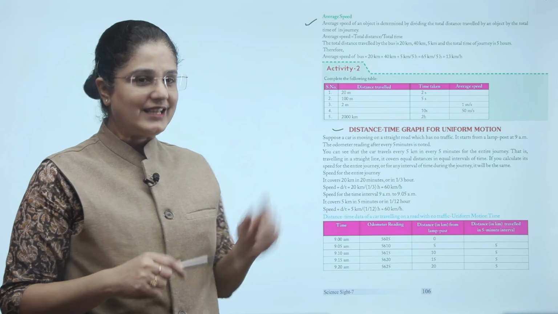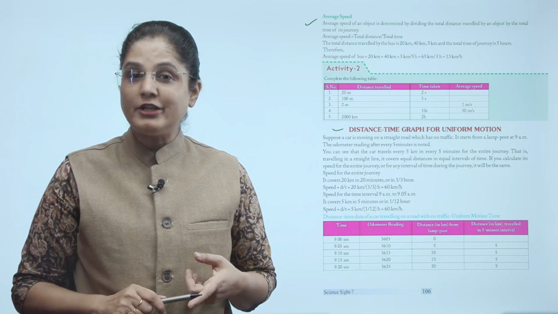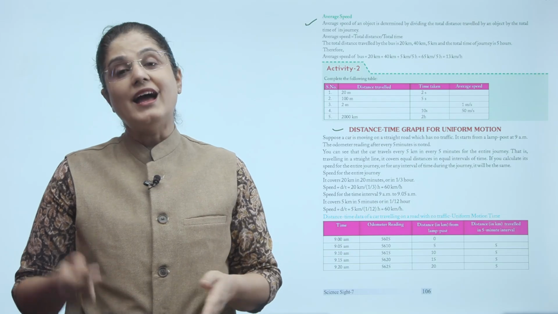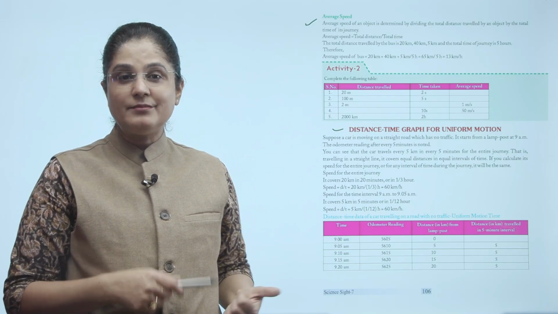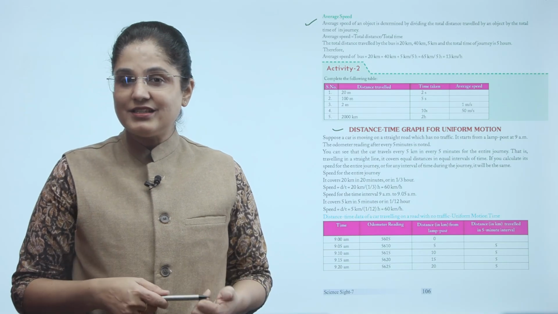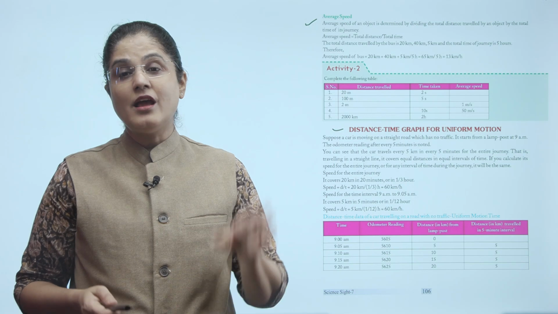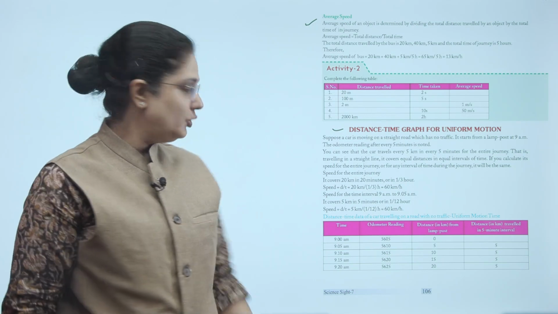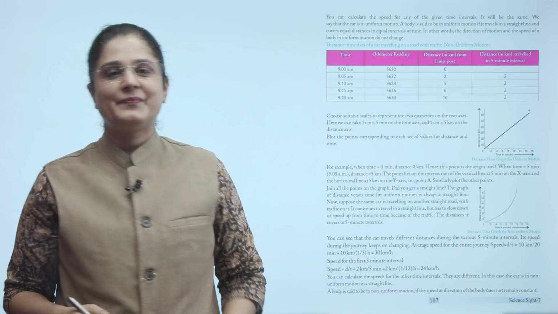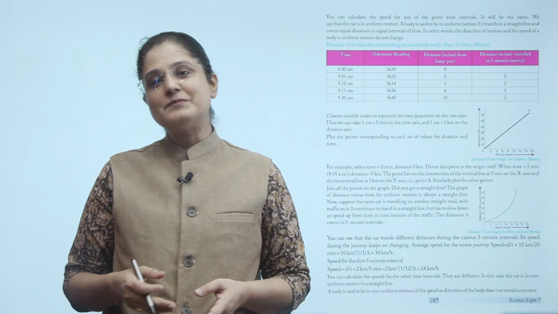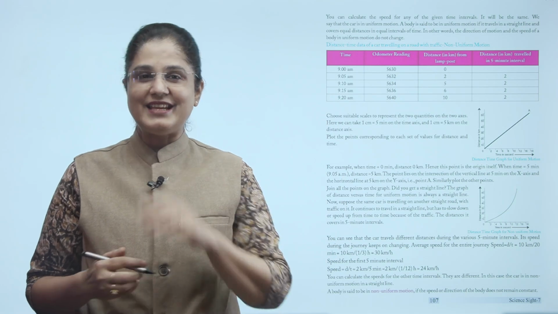Now let us look at this table that shows distance-time data of a car traveling on a road with no traffic and showing uniform motion of time. So you have time, odometer reading, distance in kilometers from the lamp post, and distance in kilometers traveled in 5-minute intervals. So you can read this data. You can calculate the speed for any of the given time intervals. It will be the same.